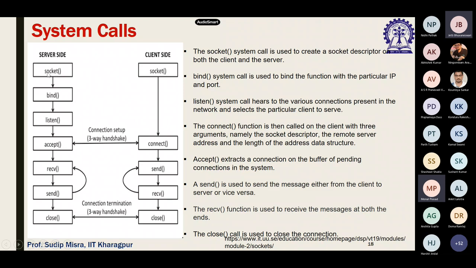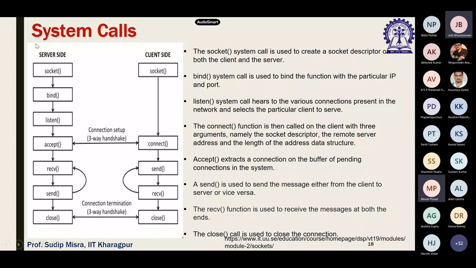So first you create the socket and you get the socket file descriptor. Then you have to bind. Bind is a system call that is used to bind the socket with a particular IP and port. Then, once that is done, the server goes to the listen mode. Listen means it is listening to hear whether any connection is coming to it or not.